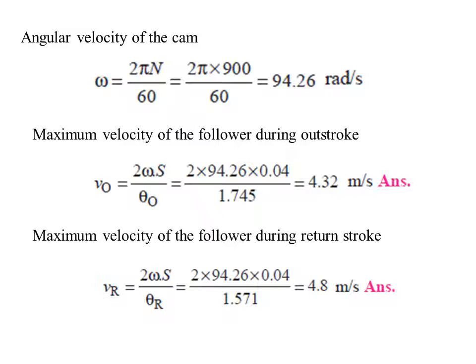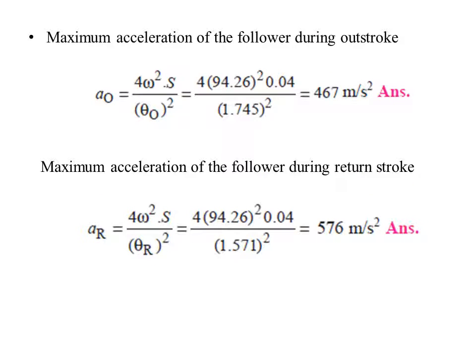So these values have to be transferred to the velocity diagram. Once that's been done, next we need to calculate the maximum acceleration of the follower during outstroke and return stroke. A naught represents the maximum acceleration during outstroke, and the formula is 4 omega square s by theta naught square. So we know all these values.